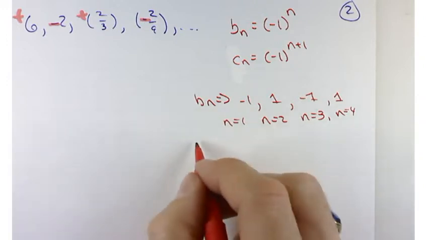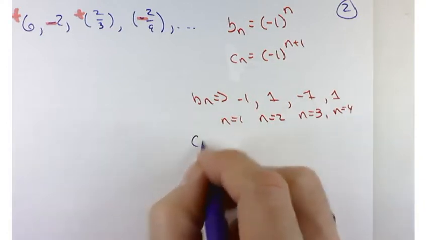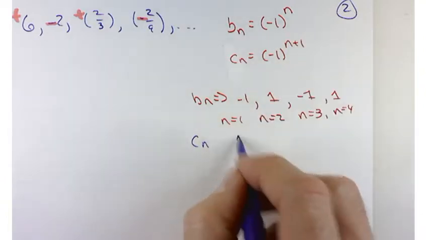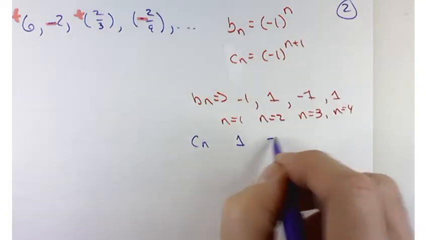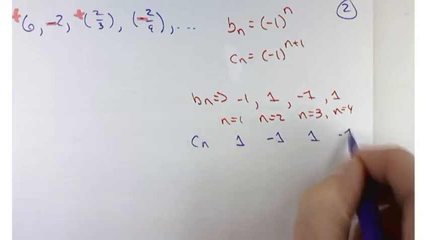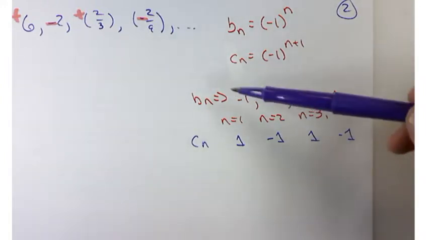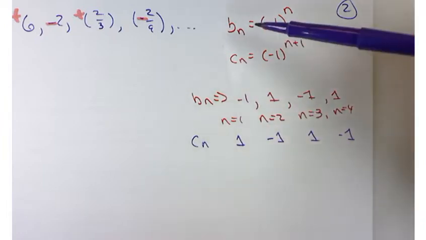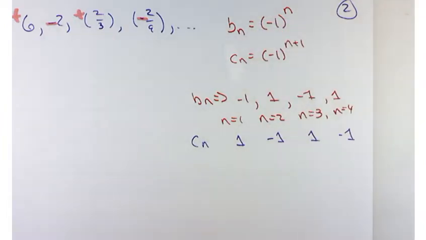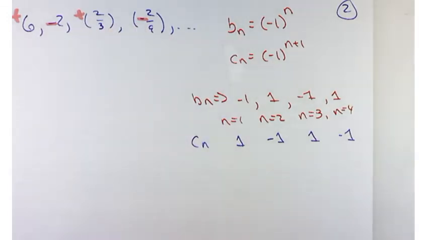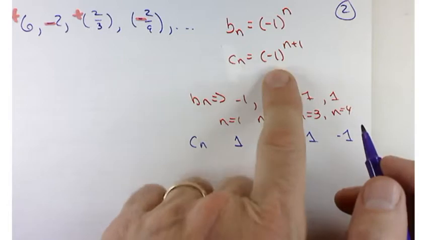In contrast, c sub n at n equal 1, I'll get -1 to the 1 plus 1 power is going to be +1, and then -1, and then +1, and -1. So it alternates, but it starts out with a different sign. Which term do I want for this particular sequence? Should I have a b sub n type term or a c sub n type term? C sub n, right? Because this starts out positive, then negative, then positive, then negative. So whatever my general term is, it's going to have something like this.